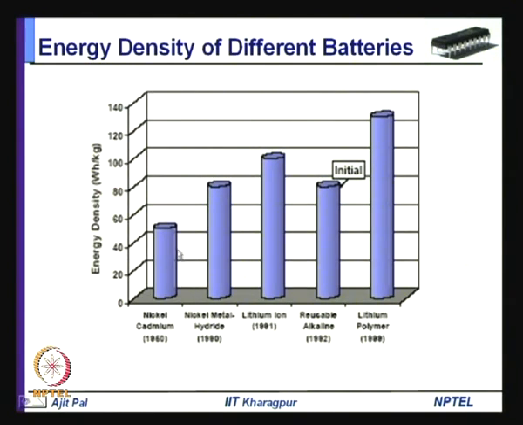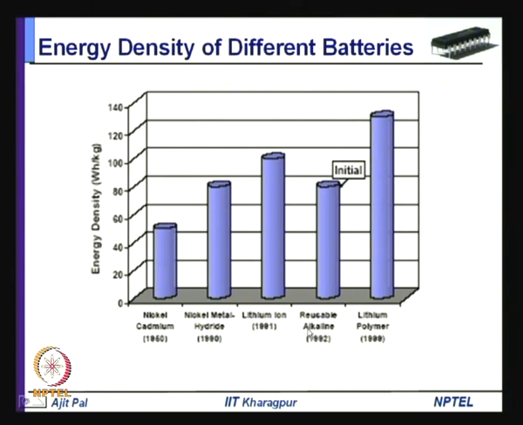Now, coming to the energy density of different batteries, as you can see, nickel cadmium batteries have lower energy density, that means your watt hour per kg for nickel cadmium is little more than 40. On the other hand, for nickel metal hydride it is more, close to 70, little more than 75, and for lithium ion it is maximum, little less than 100 watt hour per kg.